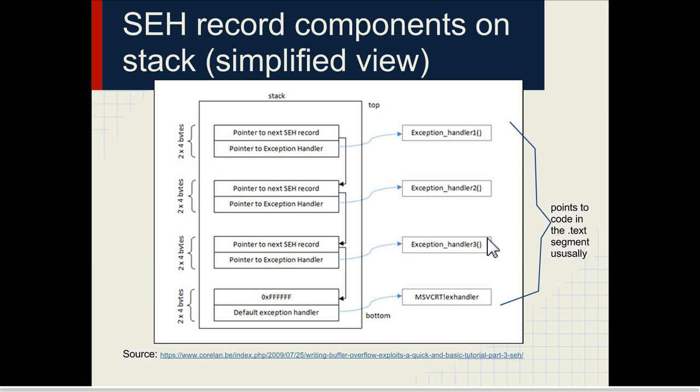The first pointer points to the next record, and the second pointer points off to the executable segment of the process, usually the .text segment, to that exception handler's actual instructions. And then it chains all the way to the bottom. And then basically, you have the default exception handler, which is that message that says, I'm sorry, it's crashed and needs to close. Any questions?